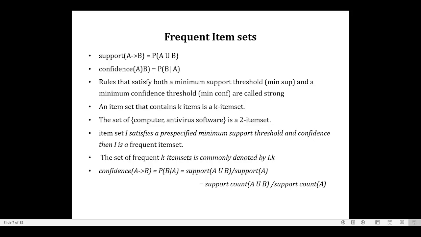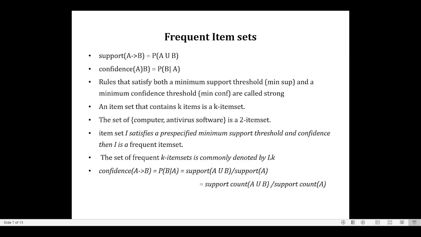Let us understand about confidence now. The confidence or strength of an association rule A implies B is the ratio of the number of transactions that contain A union B to the number of transactions that contain A. So confidence is equal to probability of B given A, which is the total number of tuples containing both A and B upon the number of tuples containing A. The rules that satisfy both a minimum support threshold and a minimum confidence threshold are called strong.